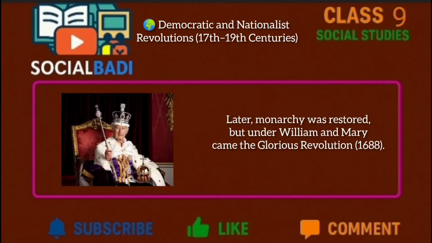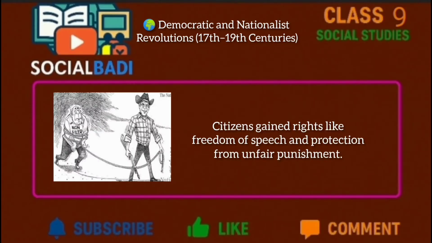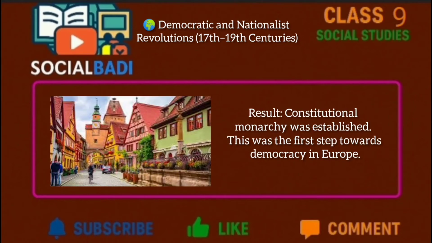Later the monarchy was restored, but under William and Mary came the Glorious Revolution of 1688. Parliament passed the Bill of Rights in 1689. The king could not rule without Parliament. Citizens gained rights like freedom of speech and protection from unfair punishment. Result: constitutional monarchy was established. This was the first step towards democracy in Europe.